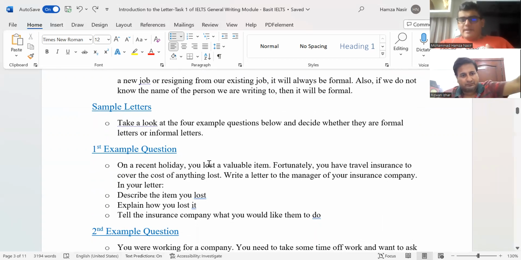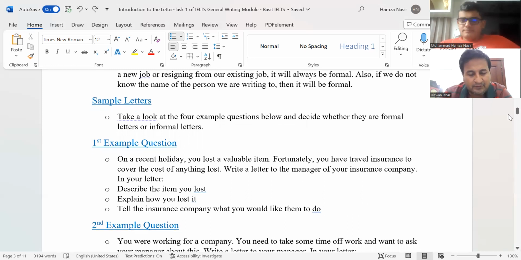On a recent holiday, you lost a valuable item. Fortunately, you have travel insurance to cover the cost of anything lost. Write a letter to the manager of your insurance company. Describe the item you lost. Explain how you lost it. And tell the insurance company what you would like them to do. Okay. क्या लगता है आपको, ये फॉर्मल होगा या इनफॉर्मल होगा?